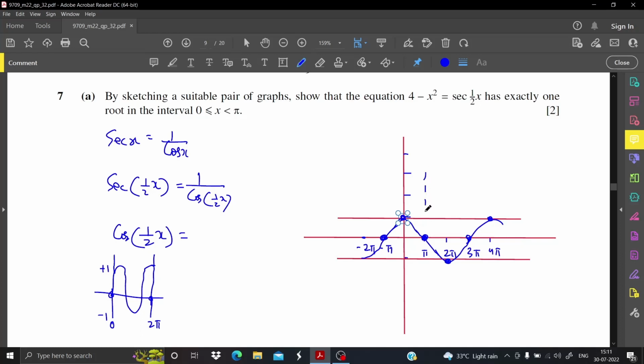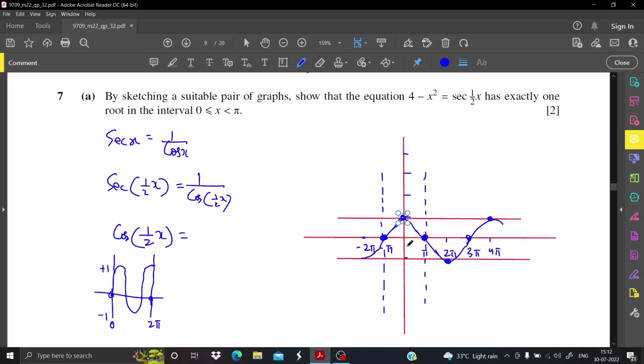So the secant will be undefined or infinite, because you know the reciprocal of cos is secant, and cos pi by 2 is 0. So secant pi by 2 will be 1 by 0, so we'll have a vertical asymptote there. Sorry if I'm going into detail, but I want you to understand that the secant half x graph is not that hard.